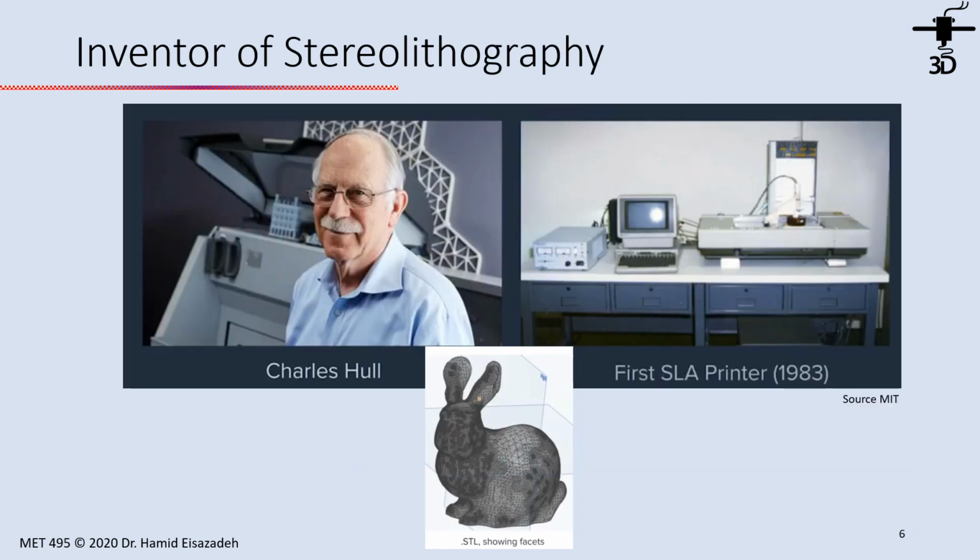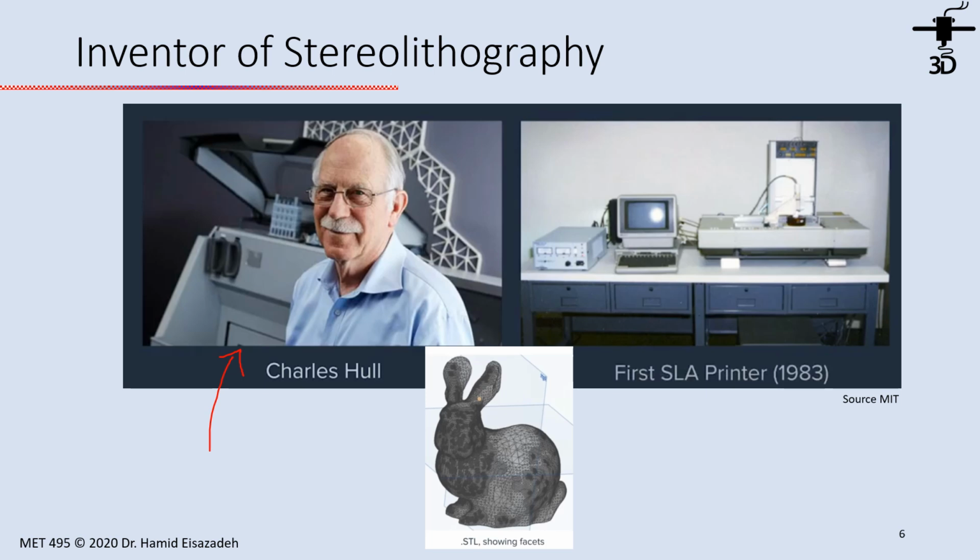The recognized pioneer of the SLA process is Charles Hall. He had the idea of stereolithography 3D printing in 1983, and he was using UV light, ultraviolet light, to harden tabletop coating material. He founded a company called 3D Systems, which still exists today, and it commercialized SLA technology for rapid prototyping.